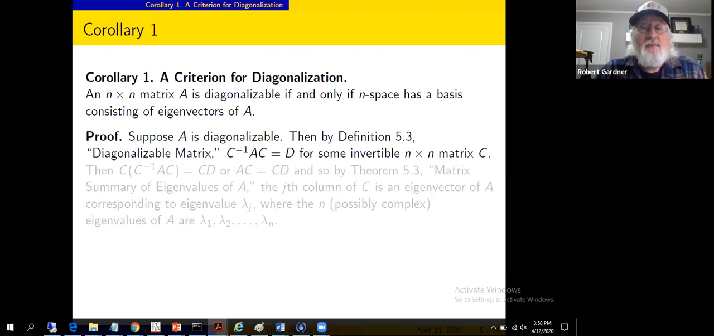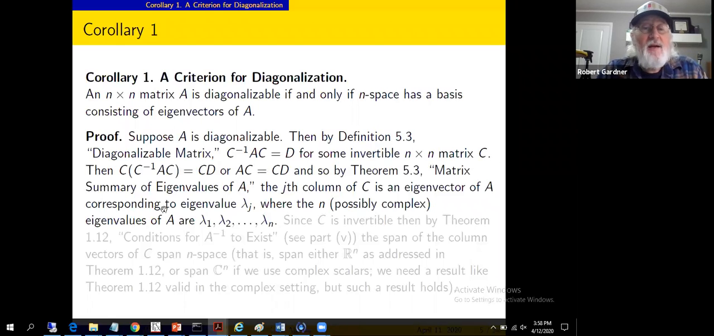Suppose A is diagonalizable. Then we know that means C inverse AC equals D for some invertible matrix C, the definition we just had. Okay, let's take that, multiply on the left by C. We'll get the C times C inverse to produce an identity. We'll be left with AC on the left. We pick up a C on the right. We get AC equals CD. That's why we looked at Theorem 5.3. Theorem 5.3 says the only time that's going to happen is when C is made out of eigenvectors of A and D has its diagonal entries lambda 1 through lambda n.